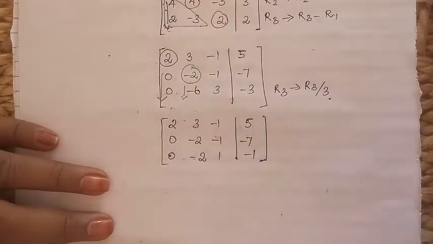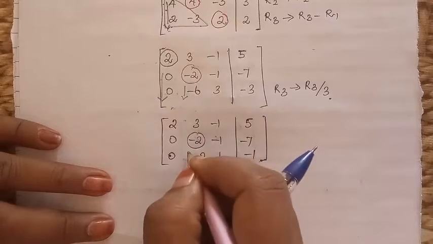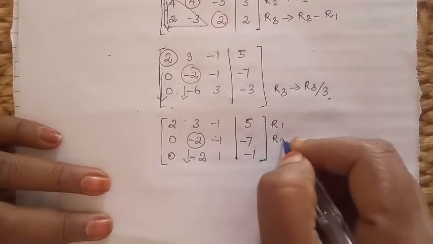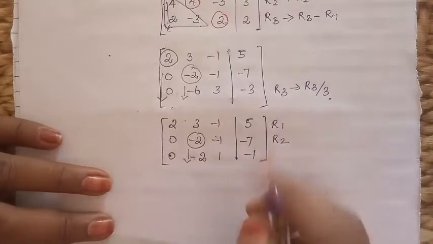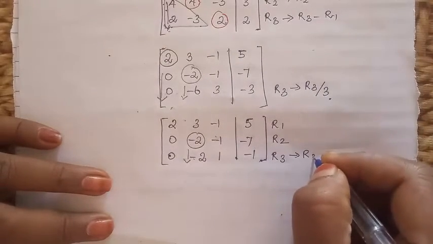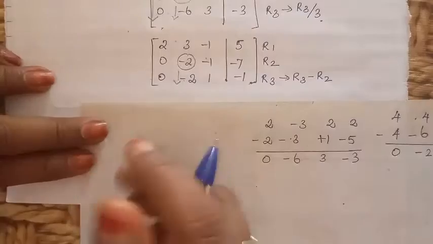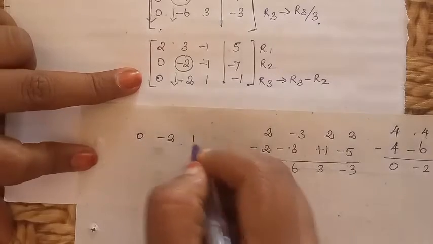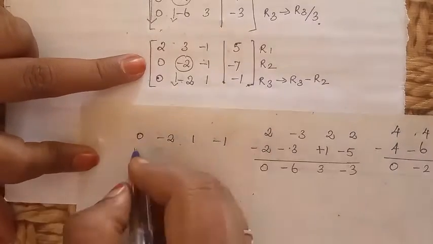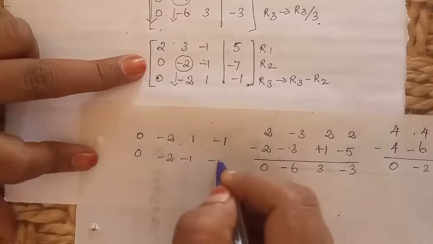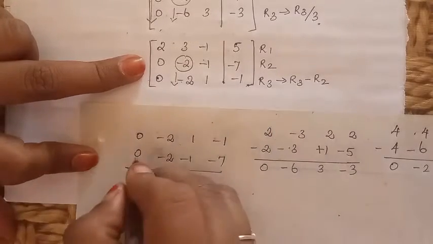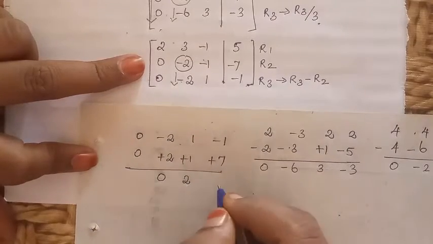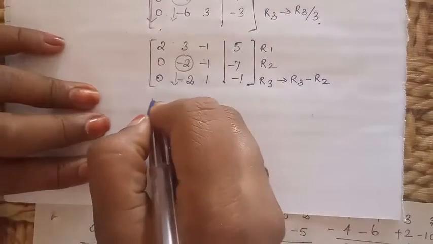As per our target, now we have to make the element below the second diagonal 0. So what you can do is, you can write row 1 and row 2 as they are. To make this 0, you can simply subtract R2 from R3. So you can do it directly. Row 3 is 0, minus 2, 1, minus 1, minus row 2. Row 2 is 0, minus 2, minus 1, minus 7. Since we have to subtract it, change the sign before the number, which gives you the answer as 0, 0, 2 and 6. Now let us rewrite the equation.